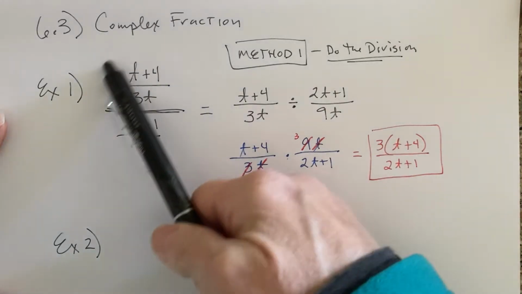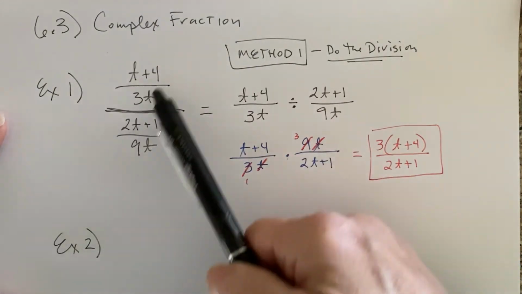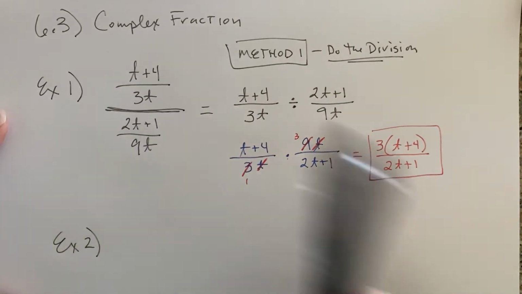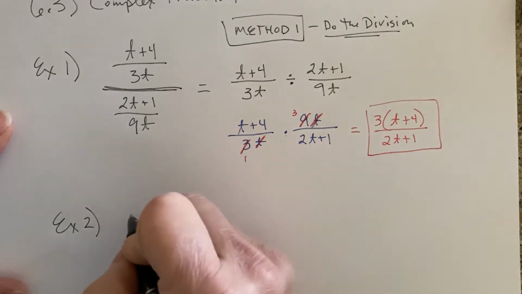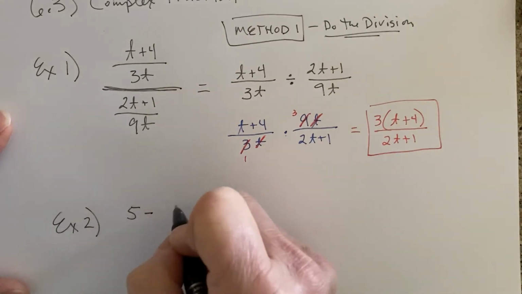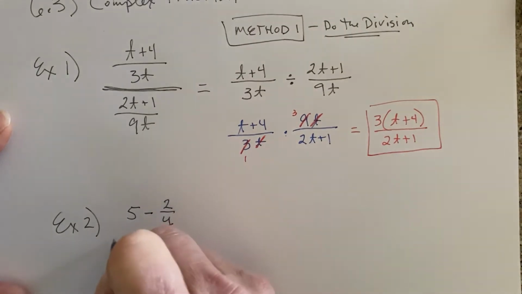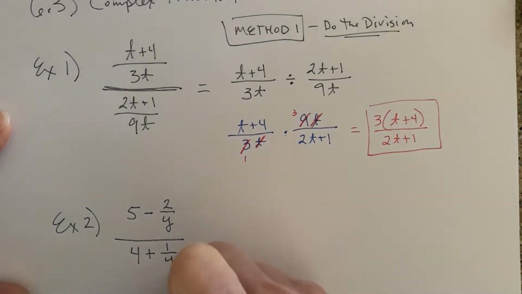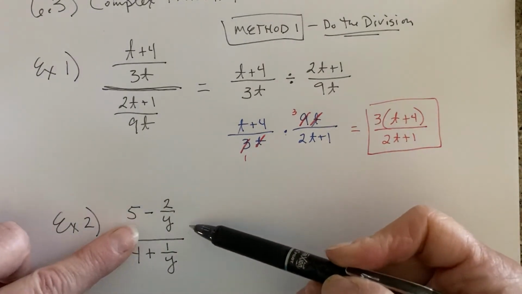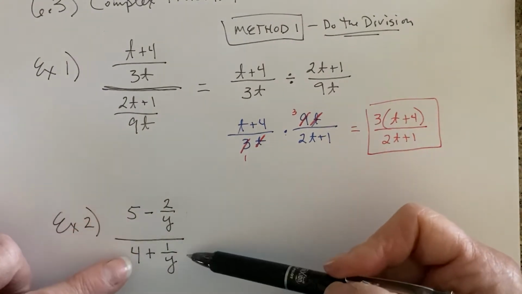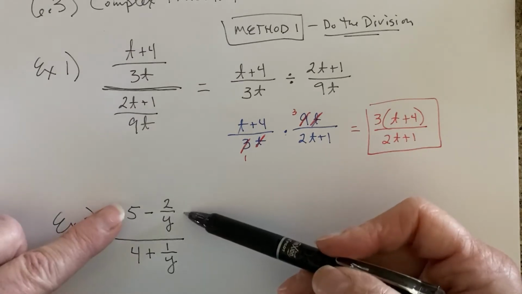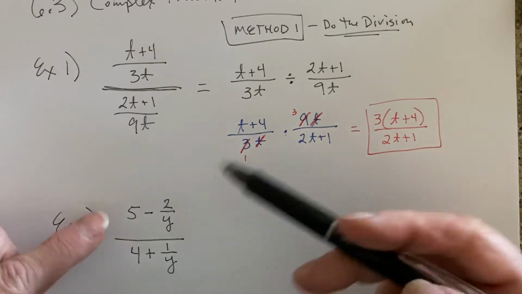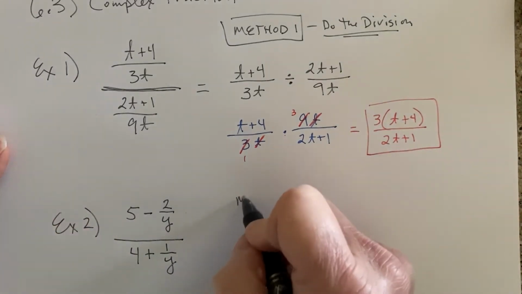Method 1 is the best to use when you have a single fraction over a single fraction. Now, if I have something like this, 5 minus 2 over y over 4 plus 1 over y, notice that I have two terms in the numerator and also two terms in the denominator. If I have two terms or more anywhere, method 2 is the best to use.